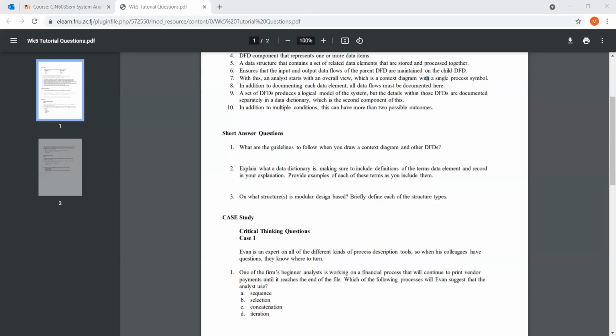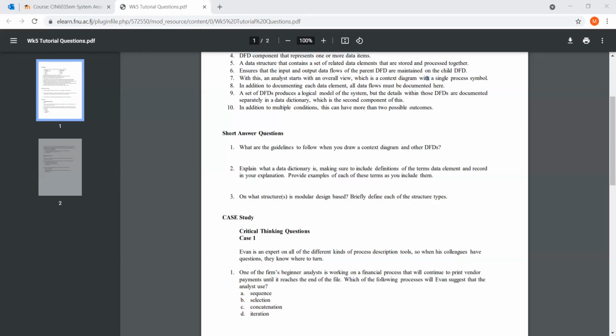Question number 2. Explain what a data dictionary is, making sure to include the definitions of the terms data element and record in your explanation. Provide examples for each of these as you include them. Now, for data dictionary, here's a definition. Okay, please write it down.